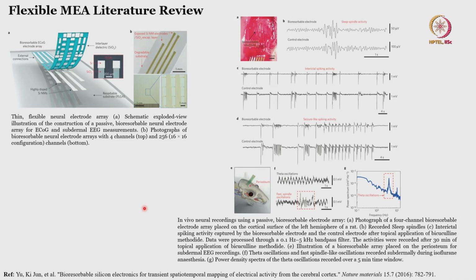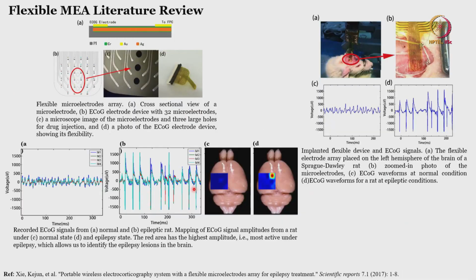Also, to understand whether the electrodes can pick up activity like interictal spiking activity or seizure-like spiking activity, they did further experiments and they were able to measure it. Now this is about the microelectrode array literature. That was the first paper.